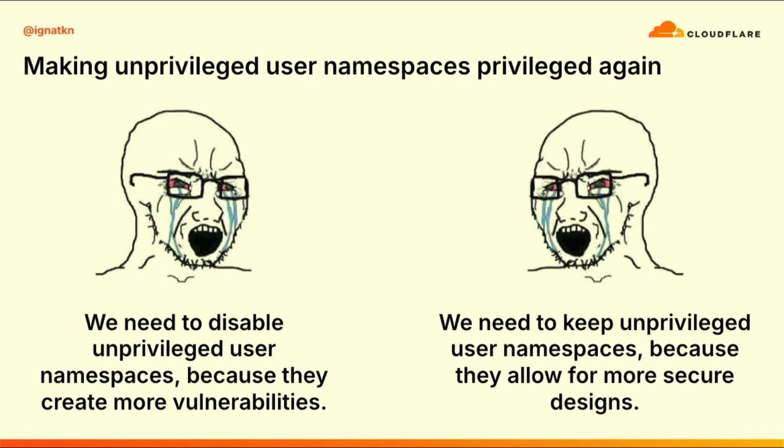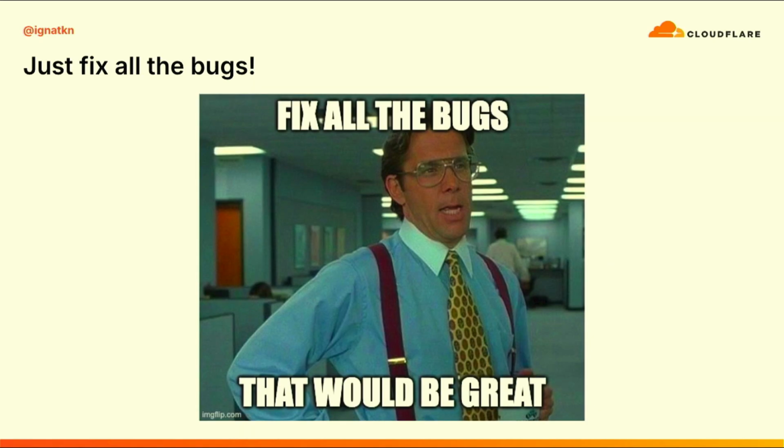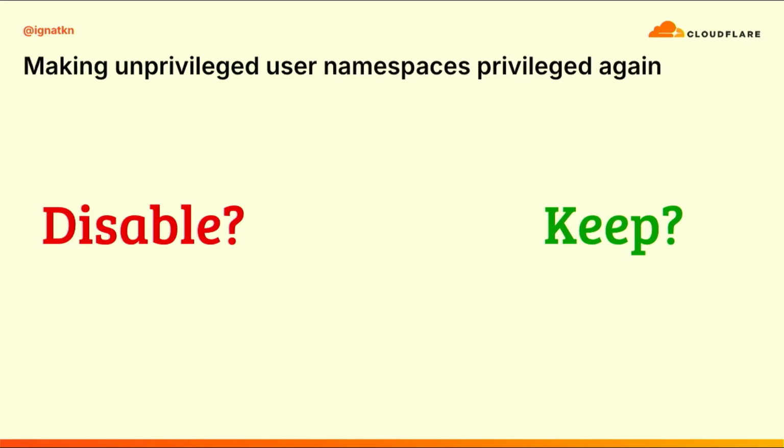But there is the other side of the coin, where we need to keep unprivileged user namespaces because they allow for more secure applications like Chrome sandboxing, right? And the bugs in the kernel are not because of user namespaces, they are because there are bugs in the kernel. Let's just fix all the bugs in the kernel. Why didn't we do it by this time? So, should we disable or keep?